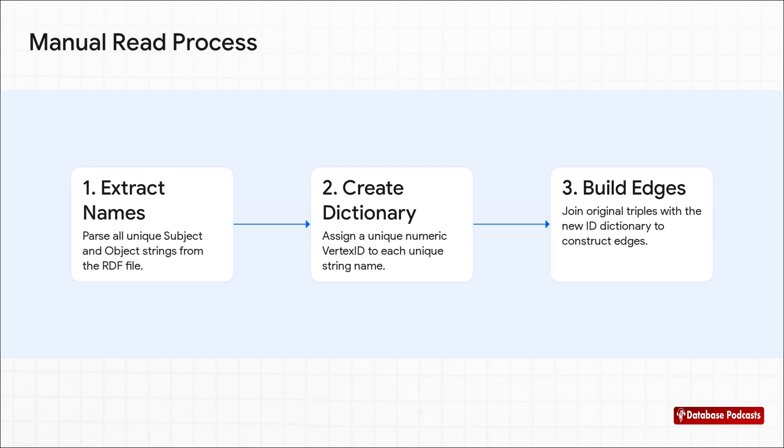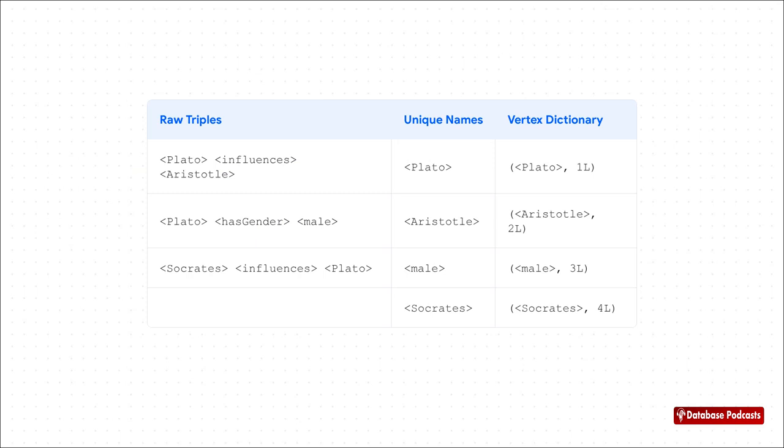First, we're going to scan through all the data and pull out every unique name, every single subject and object. Second, we'll create what's basically a dictionary that maps each of those unique names to its own unique numeric ID. And finally, we just use that dictionary to translate our original data and build the proper GraphX edges using those new shiny IDs. Let's actually watch it in action.